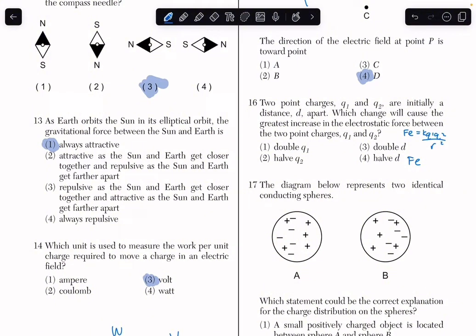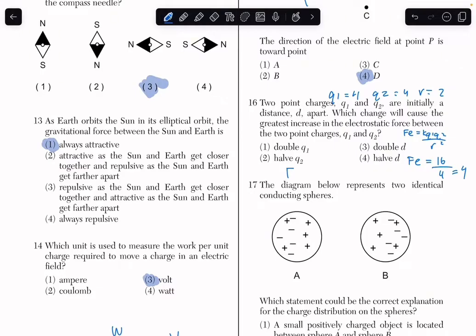So Fe, we could just plug some stuff in. For our purposes here, I'm not going to use K. I'm just going to pretend that K doesn't exist because it's going to stay the same for both of them. None of these answer choices have anything different in K. It's constant. So I'm going to say Q1 is equal to 4, and Q2 is also equal to 4, and our radius is equal to 2. So Fe equals Q1 times Q2. So 4 times 4, that's 16, and that's going to be over 2 squared, which is just 4. So our Fe for this one is going to be 4.